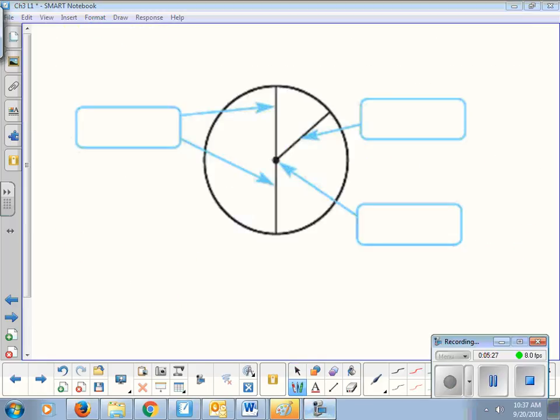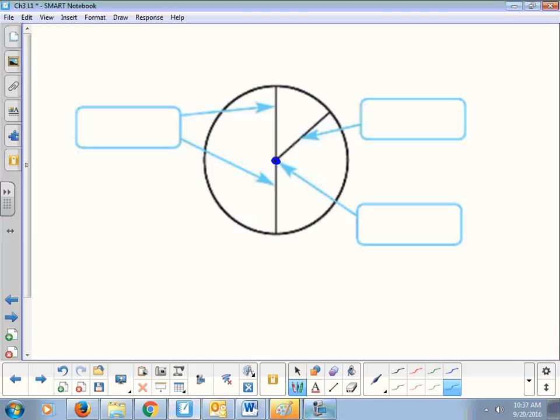We also have to label the parts of our circle. So if we look at this point right here, this is pointing to our center.